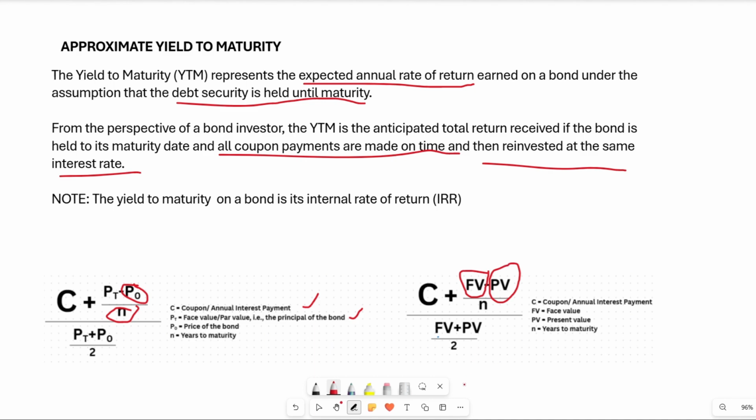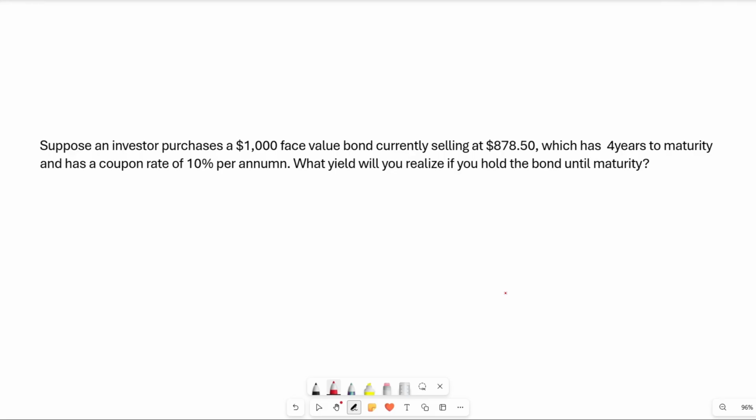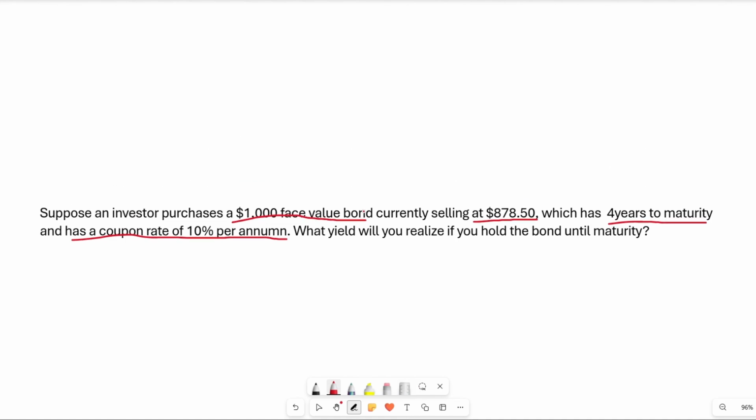So we'll take a quick example so we can actually see how this works out. We have a question here saying, suppose an investor purchases a $1,000 face value bond, which is basically selling at $878.50, which has 4 years to maturity, and has a coupon rate of 10% per annum.